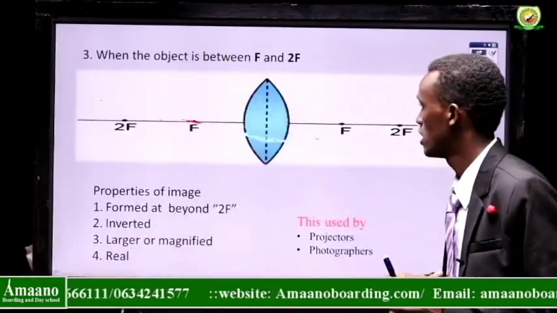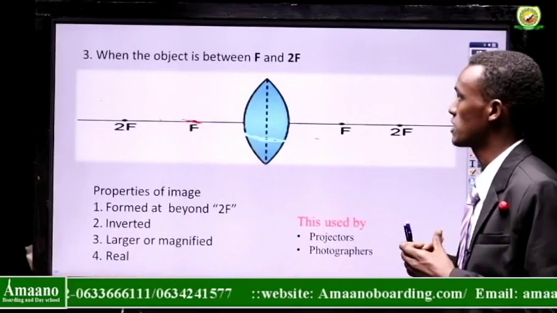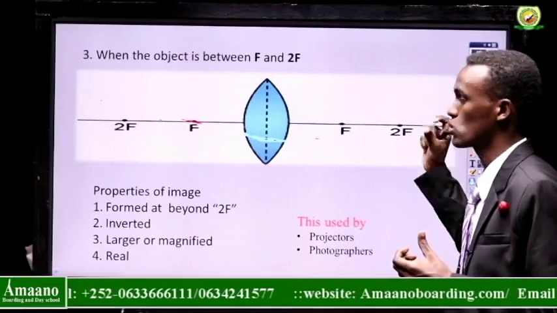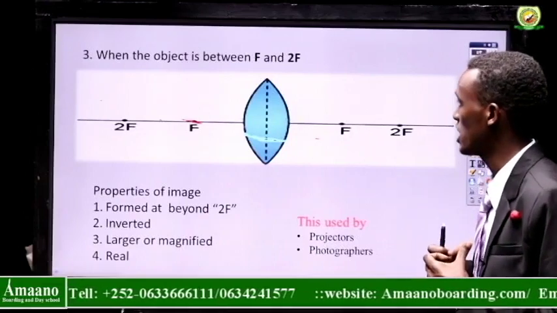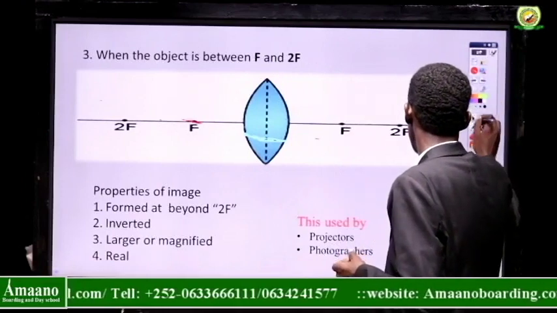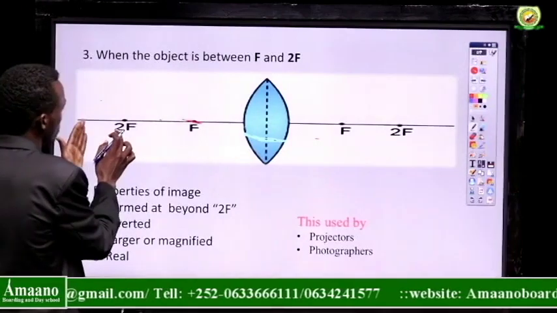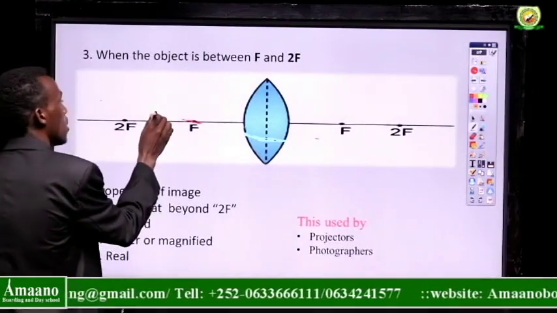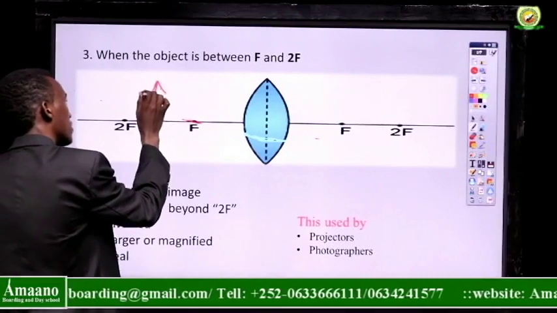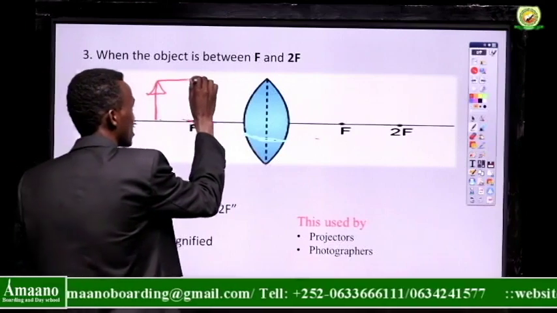Okay, and the third image formation is when the object is placed between f and 2f. Where does the image form? Okay, this is the object. That arrow represents the object. So we take the first ray, a ray that is parallel to the principal axis.